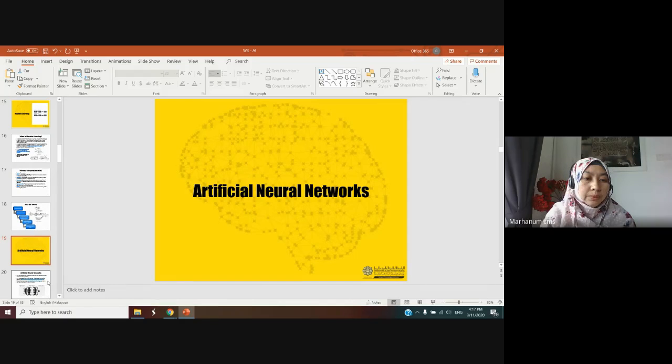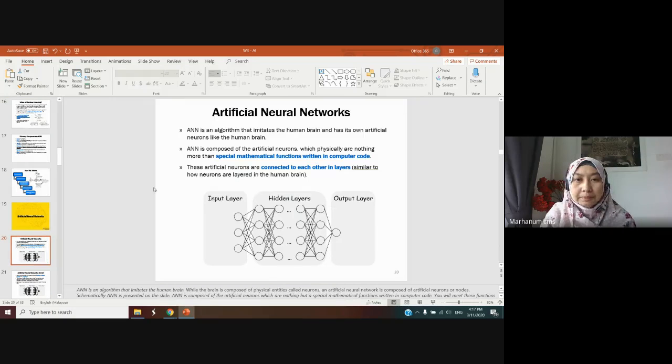Artificial neural networks. ANN is an algorithm that imitates the human brain and has its own artificial neurons like the human brain. They connect. We have neurons, right? Input layer, hidden layer and output layer connect to each other, then they produce output. ANN is composed of artificial neurons, all artificial, not a real one, because the artificial, we are real. Physically they are nothing more than special mathematical functions written in computer code.